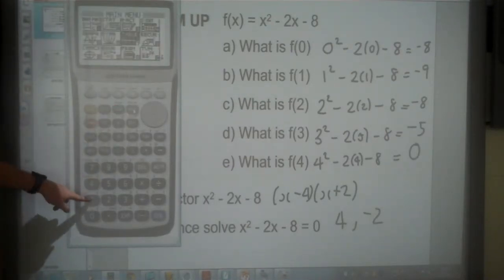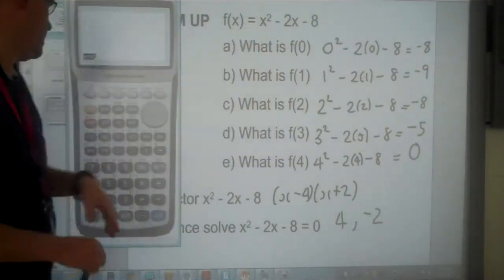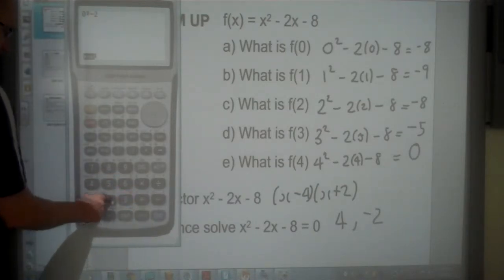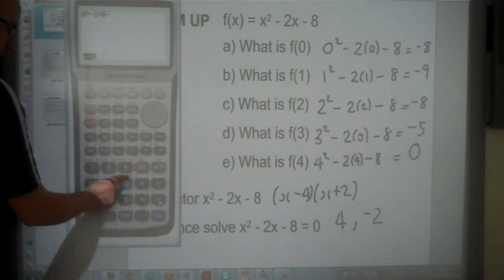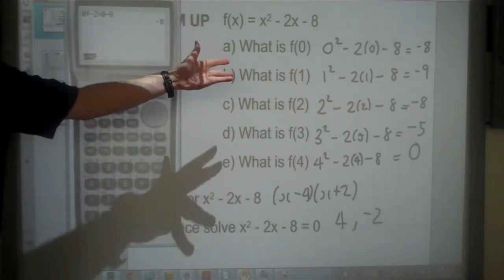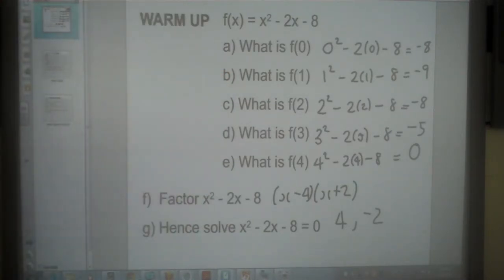If you're going to do them in run, then you can't put the x value in, you just have to do exactly what it says here. So 0 squared minus 2 times 0, take away 8. And as you can see, that's a lot longer to actually work out. Particularly for questions with negative numbers, using tables is a very accurate way of making sure that you find out an accurate answer to that question.